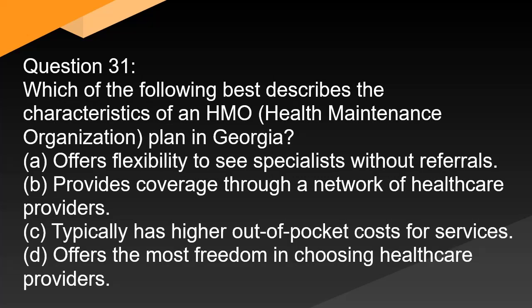Question 31. Which of the following best describes the characteristics of an HMO, Health Maintenance Organization, plan in Georgia? A. Offers flexibility to see specialists without referrals. B. Provides coverage through a network of healthcare providers. C. Typically has higher out-of-pocket costs for services. D. Offers the most freedom in choosing healthcare providers.